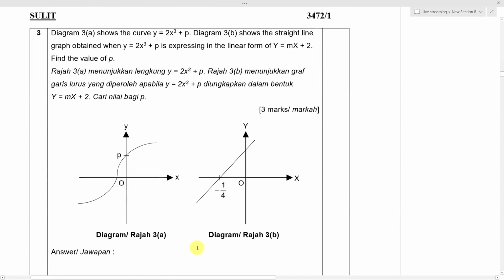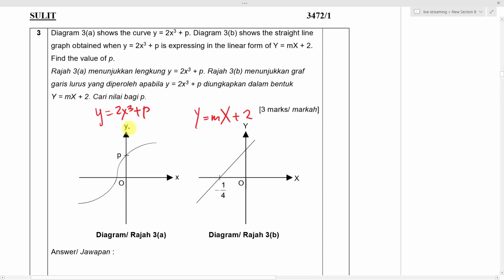Alright, so I will move on to number 3 here. Okay, number 3, basically you have your two diagrams. First diagram, they give you this equation like this. The second diagram over here, they actually give you this equation, y equals mx plus 2. So over here, the only hint you have is a 2, because in both equations you will see the 2 there.